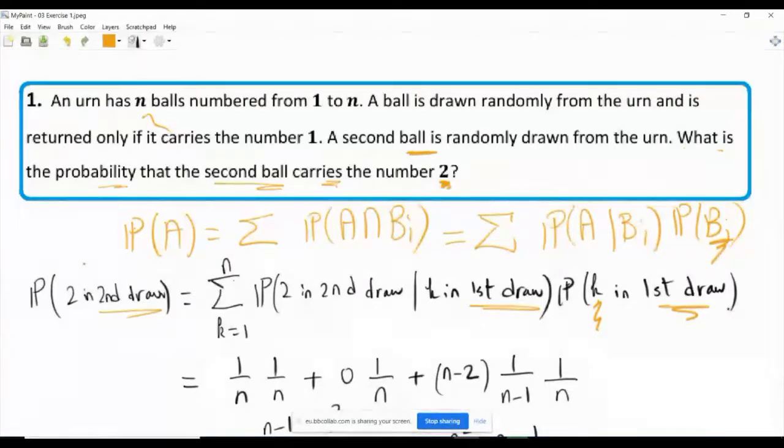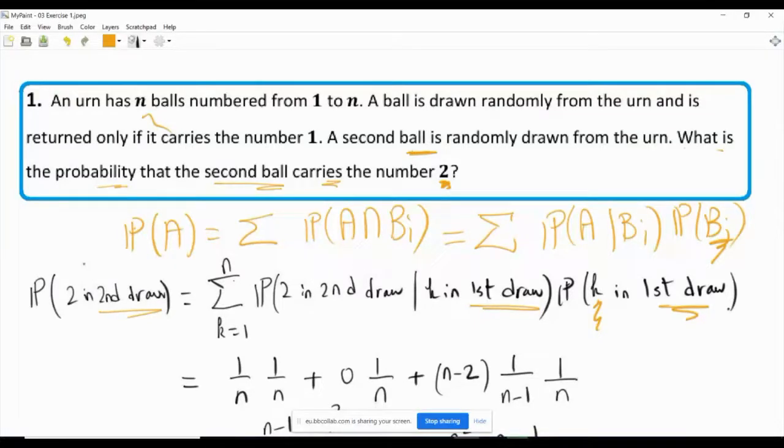Those are basically your B_i's. Those exhaust the space of possibilities because you will just get either 1 or 2 or 3, and of course they are mutually exclusive in the sense that you just draw one ball. So if it carries the number 3, then it does not carry the number 2 or any other number.